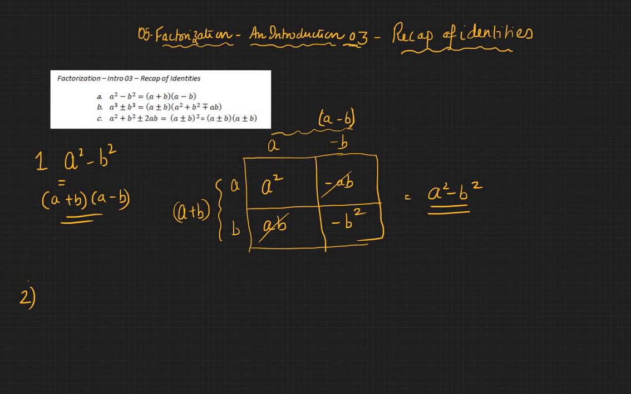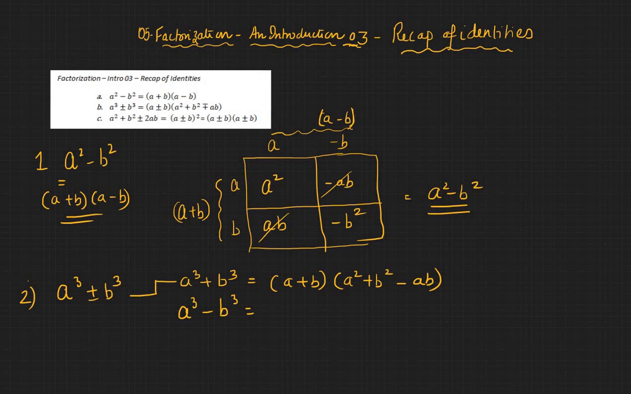The second one is a cube plus or minus b cube. When we say plus or minus, it means a cube plus b cube is given as a plus or minus. That implies that if there is a plus here, there is a plus on the right side. So that would be a plus b into a squared plus b squared, and if there is a plus, there would be minus, it would be minus ab.